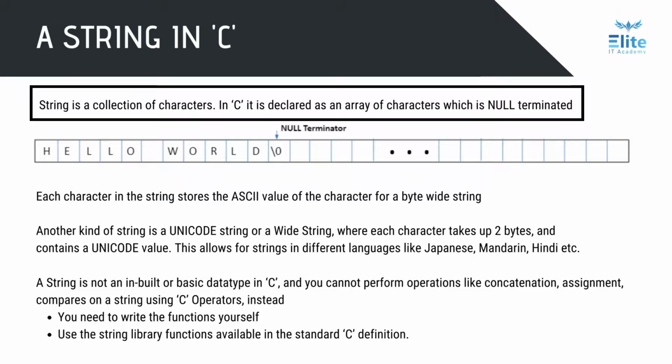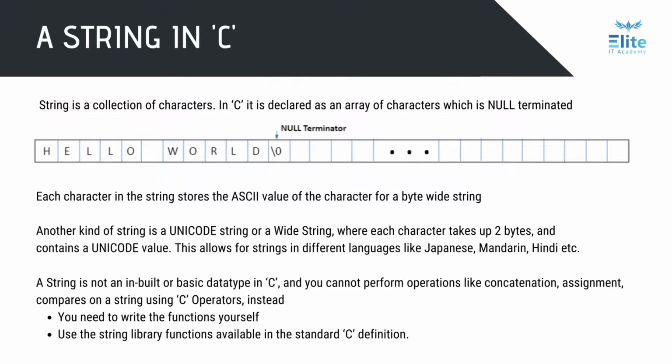A string in C is defined as an array of characters that is null terminated. You know how to declare an array, but an array of characters is not necessarily a string. To be a string, it has to be null terminated. That is, the last character of the string should have a zero value. This null terminator is immediately after the last character. Any data to the right of the null terminator is not part of the string.